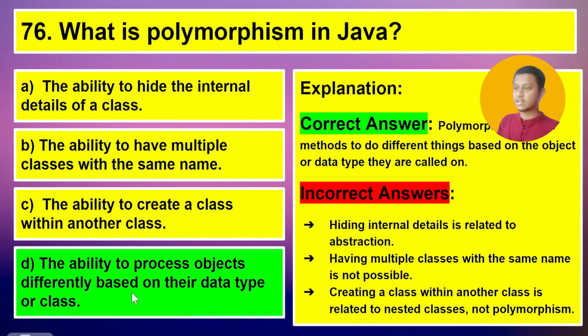Here you can see in the explanation that polymorphism allows methods to do different things based on the object or data type they are called on, and other options are incorrect because hiding internal details is related to abstraction. Having multiple classes with the same name is not possible actually, and creating a class within another class is related to nested class and it is not polymorphism.